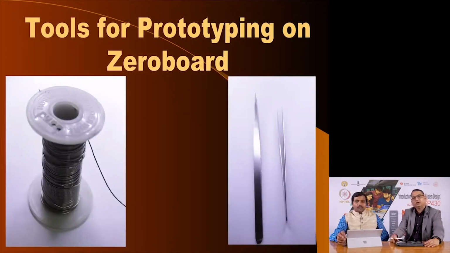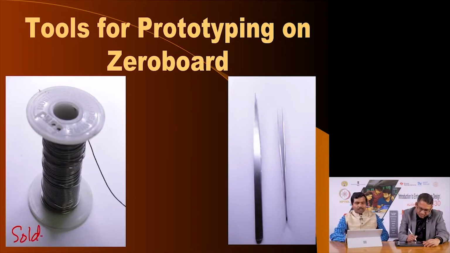As we have used different tools for the breadboard, there are some tools we may need for prototyping on the zero board also. First of all, the soldering wires, which you can see on the left side of the display. These wires are made up of 60% tin and 40% lead, and on the right side you can see forceps or tweezers of different sizes.